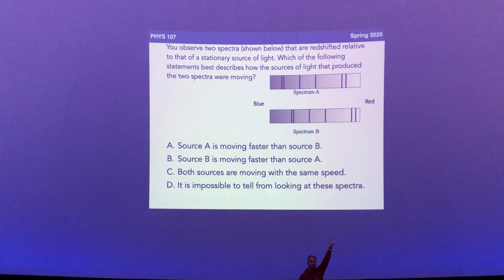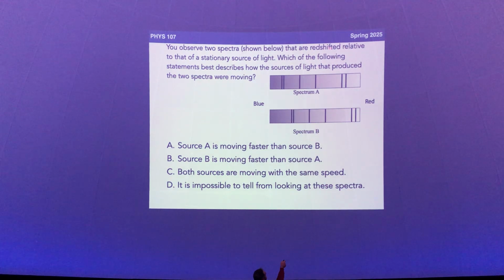One, two, three. Let's see. I've got A and B, basically majority B. All right, let's look at this. Two spectra shown below that are redshifted. They're both moving, they both move towards the red, right? Both patterns have moved to the red. Which one of these two has moved to the red the most is the next question. A or B? B, right? So this pattern, you can see that it's moved all the way over here. So source B is moving faster than source A.